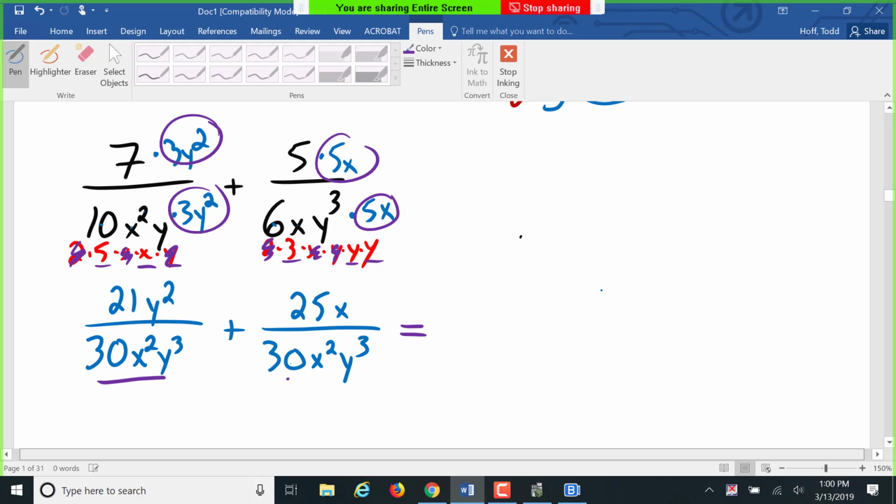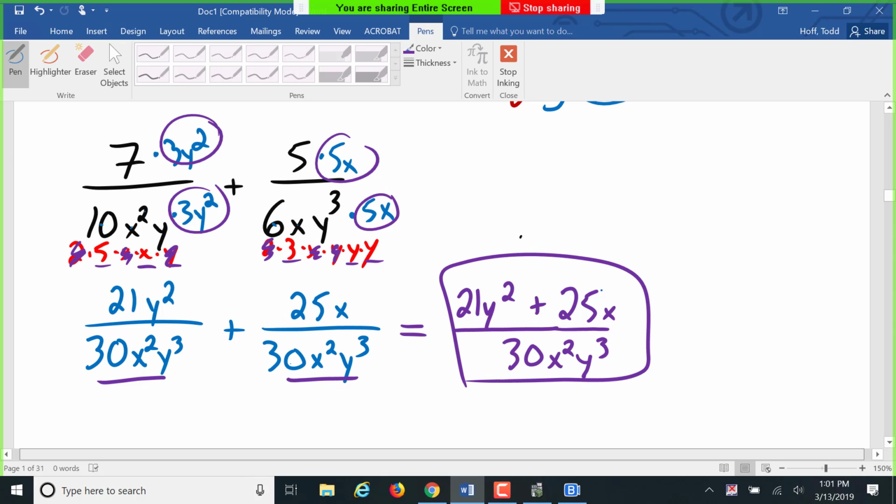So now we have common denominators. What do we get for our result? Well, 21y squared plus 25x. You ask about descending order there. Since they're different variables, it all depends on what variable you're focusing on, so it doesn't matter what order you put those in. And of course, that's going to be over 30x squared y to the third. Any questions there?